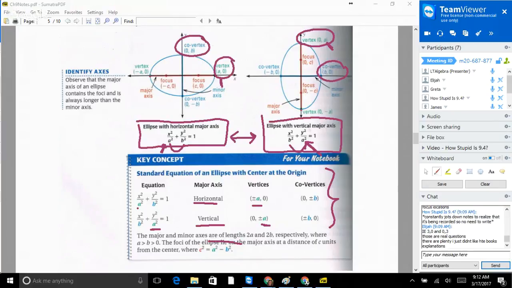And then the last little thing, written in a bunch of words but really important, is where are your focus points? Your focus points are always found with C squared equals A squared minus B squared. That's always the equation, and it always works out as long as you keep your A under whatever the major axis is.